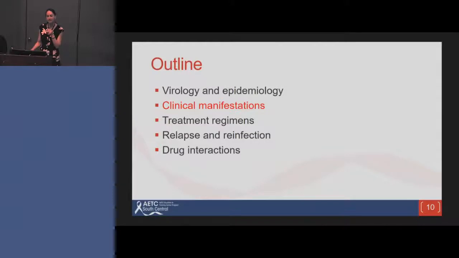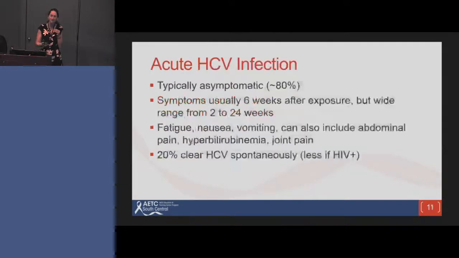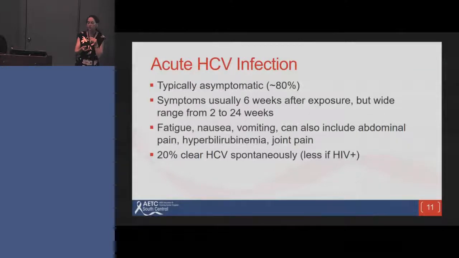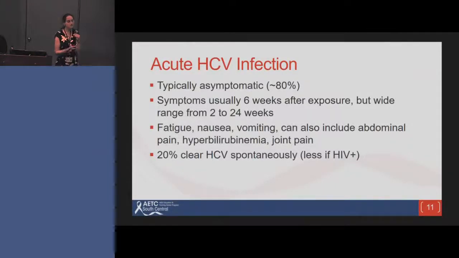So how does hepatitis C present? Well, acute hepatitis C infection is asymptomatic in 80% of people. Only about 20% of people will have symptoms, and these usually occur about 6 weeks after exposure. They can vary from fatigue to some nausea, vomiting, hyperbilirubinemia, abdominal pain, and joint pain. And about 20% of people will clear the virus spontaneously, although the rate of spontaneous clearance is less in the presence of HIV infection.